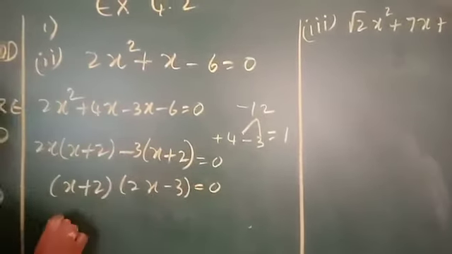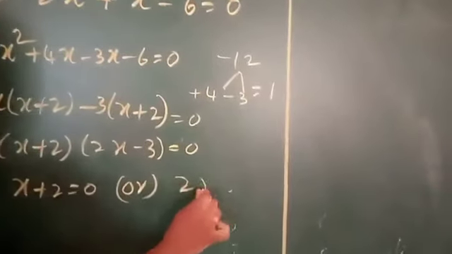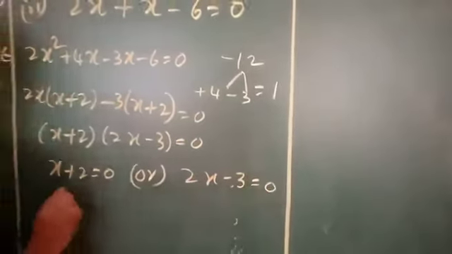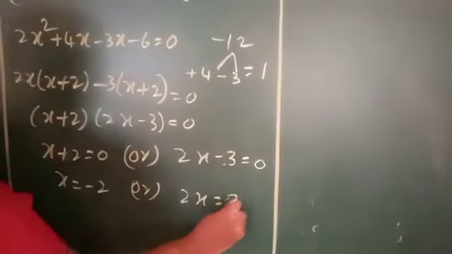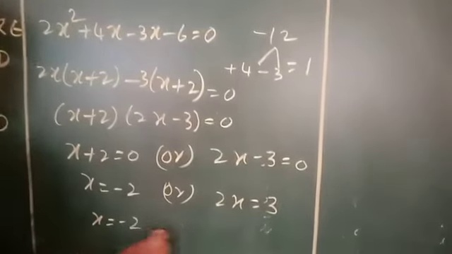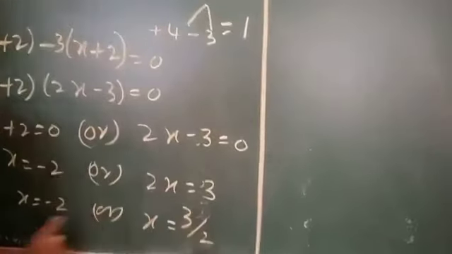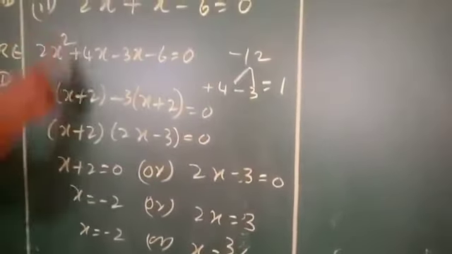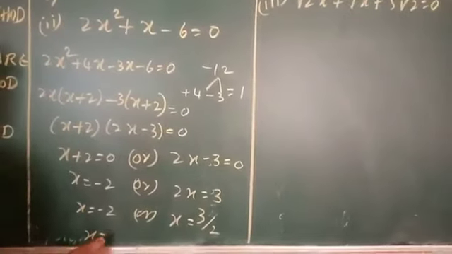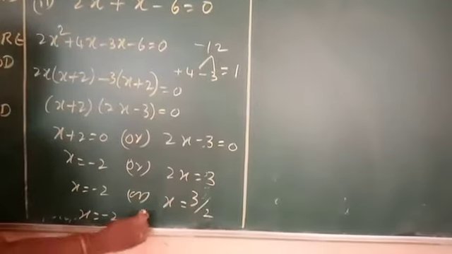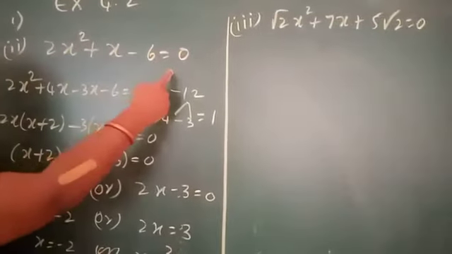Then what will happen? x plus 2 is equal to 0 or 2x minus 3 is equal to 0. Then x is equal to minus 2 or 2x is equal to 3. Then x is equal to minus 2 or x is equal to 3 by 2. So there are 2 values. You know quadratic equation will have 2 x values, because the highest degree is 2, so we will get quadratic equation values as x equal to minus 2 or 3 by 2. If you substitute these values, you will get the answer as 0.